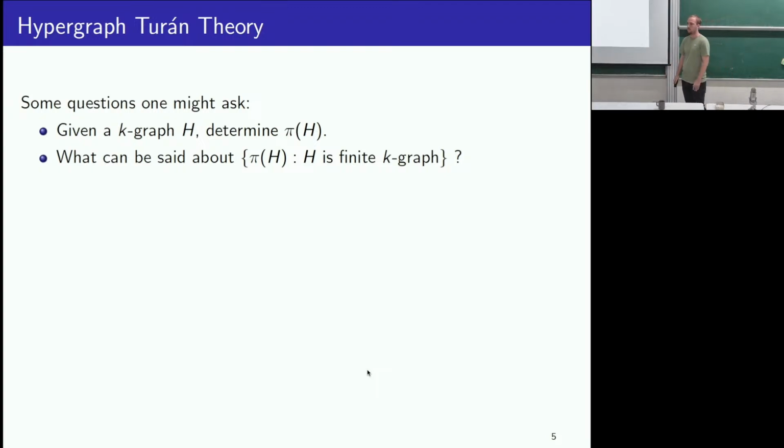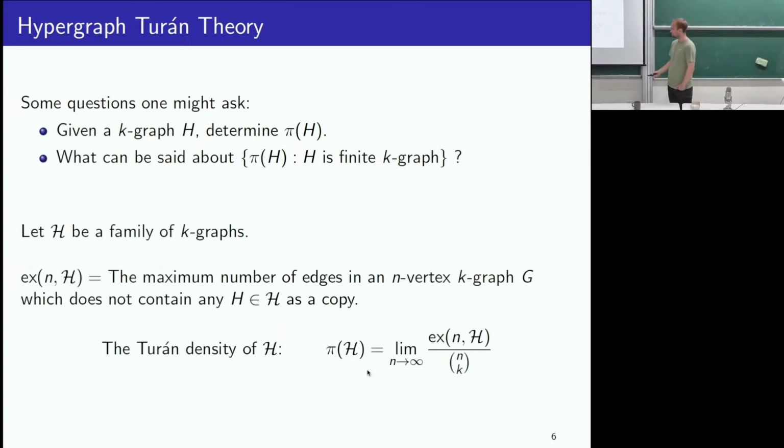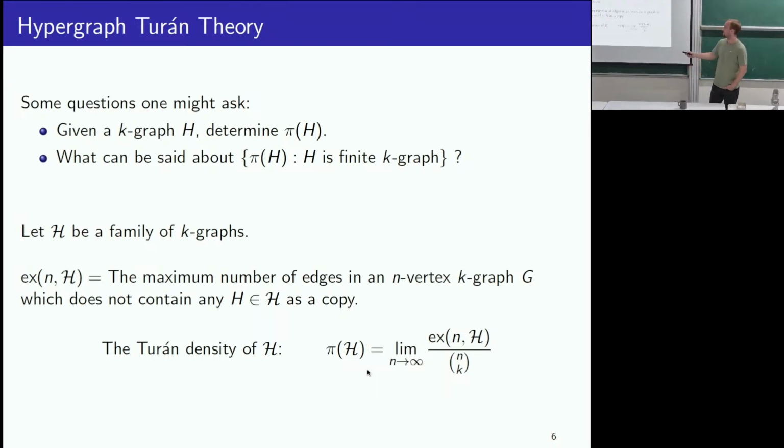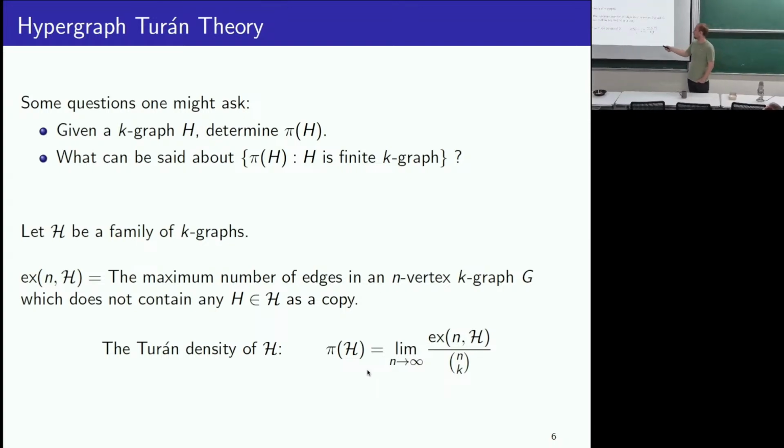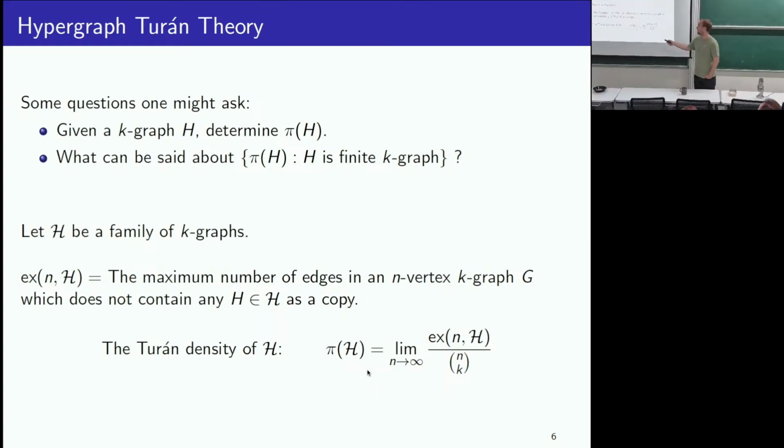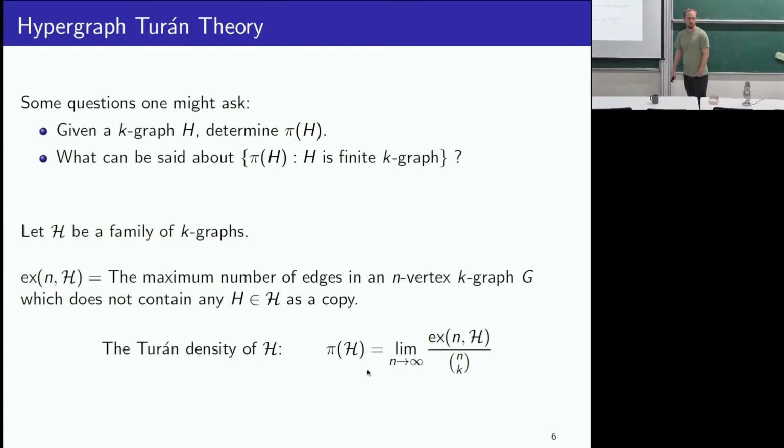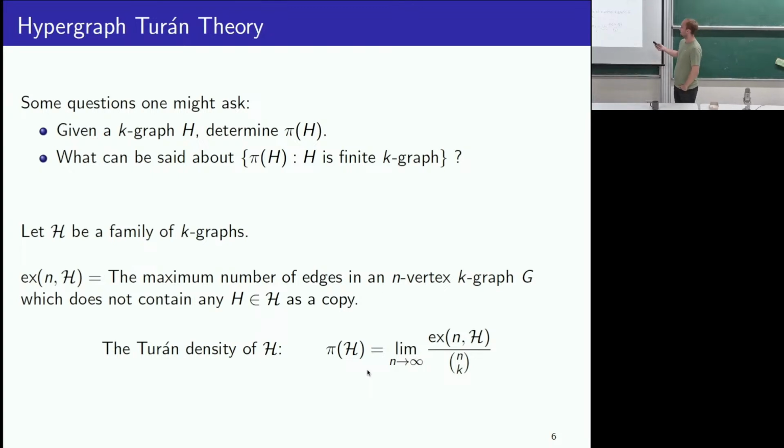What you also can do is, instead of just forbidding one single k-graph, you can forbid a family of k-graphs. So when I write this curly H, I have a family of k-graphs, and accordingly I define its extremal function to be the maximum number of edges in an n-vertex k-graph G which doesn't contain any of the k-graphs from curly H as a copy. In the same way, we can define the Turán density of a family. It might get more artificial, but we will later see some combinatorial questions where more hypergraphs will be forbidden. So it pops up in applications.